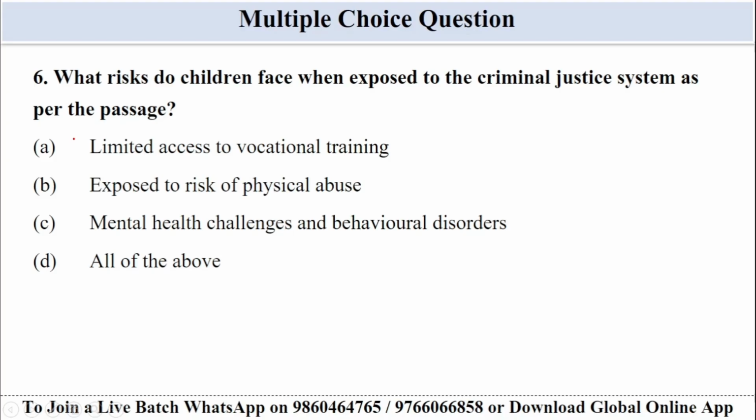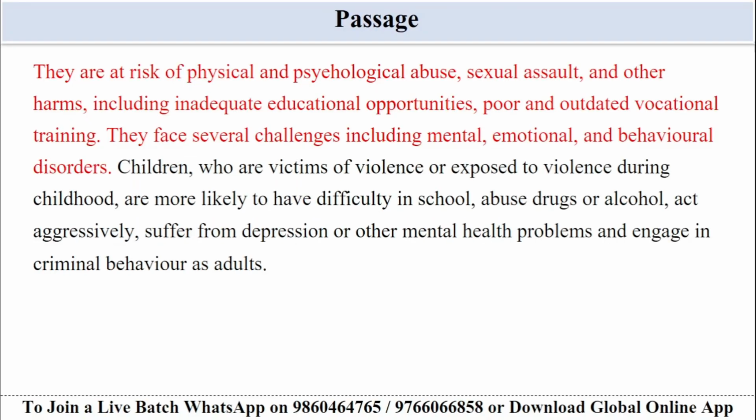Let's move to the last question of this session. What risk do children face when exposed to the criminal justice system as per the passage? We have options here: limited access to vocational training, exposed to a risk of physical abuse, mental health challenges and behavioral disorders, and all of the above. The passage itself says they are at a risk of physical and psychological abuse, sexual assault and other harms, including inadequate educational opportunities, poor and outdated vocational training. They face several challenges including mental, emotional and behavioral disorders.